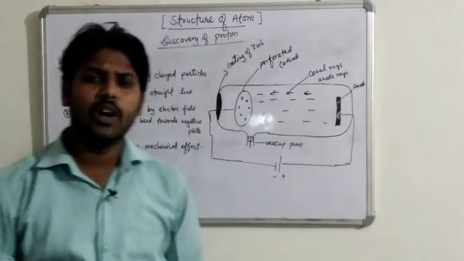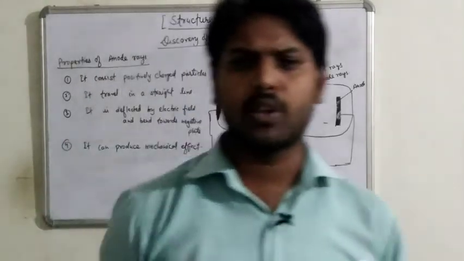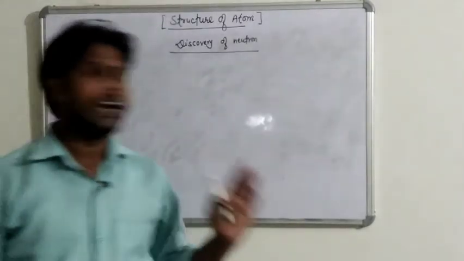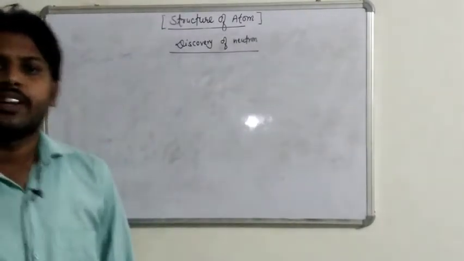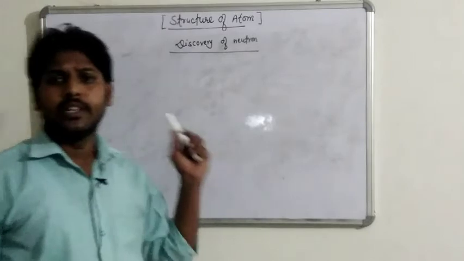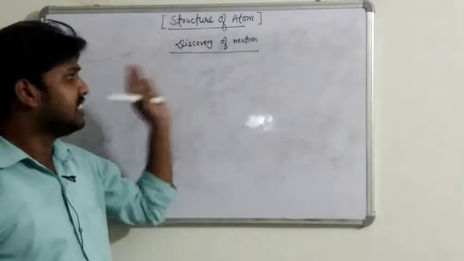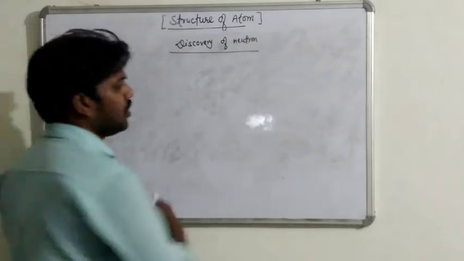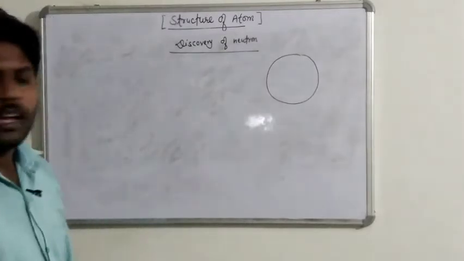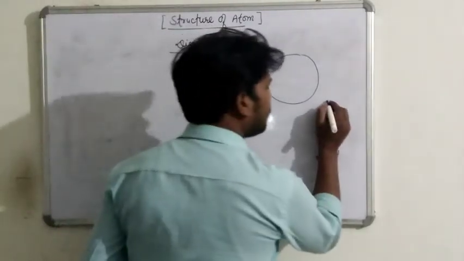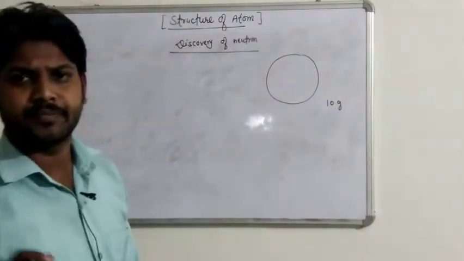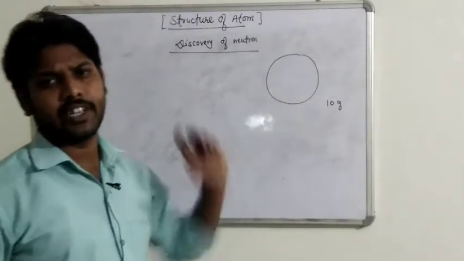Now I am going to tell you about the discovery of neutron. Students, now the third particle of the atom, that is neutron. Before going further, let us take an example to understand the discovery of neutron. Suppose, children, this is an atom, and the mass of the whole atom is 10 gram. Just suppose, students, clear? The mass of the whole atom is 10 gram.